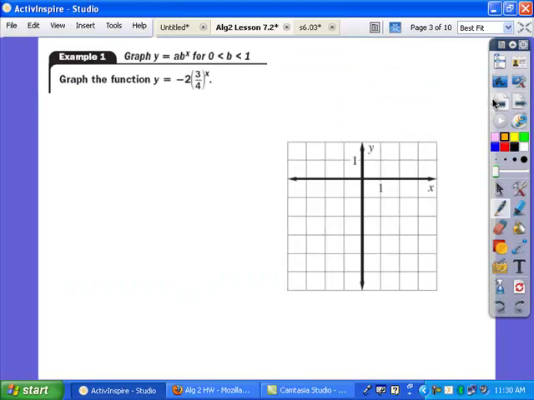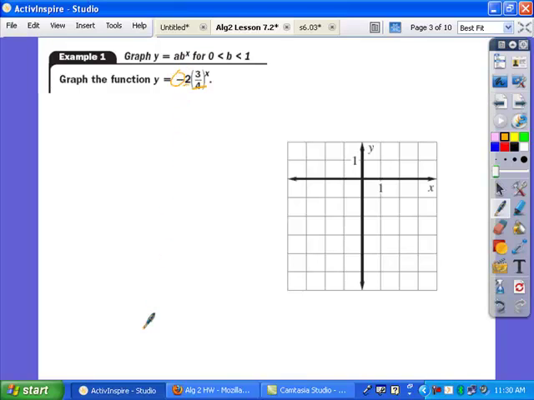Let's start here with this guy. So we're going to graph this function. This is an exponential decay function because this number is smaller than 1. I know it's going to be stretched by a factor of 2, which really isn't going to be a big deal to me. And then the minus sign here is going to reflect the graph over the x-axis.